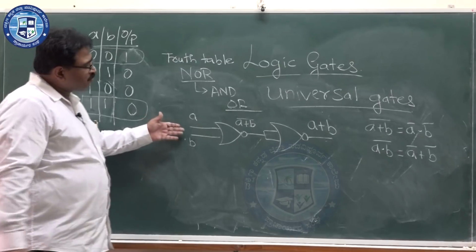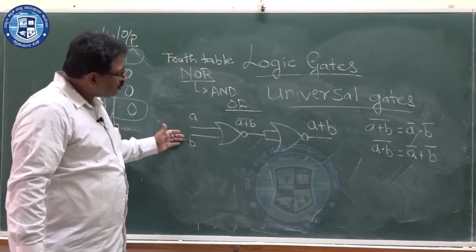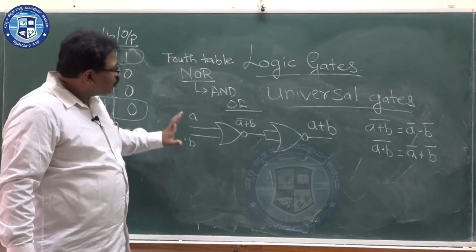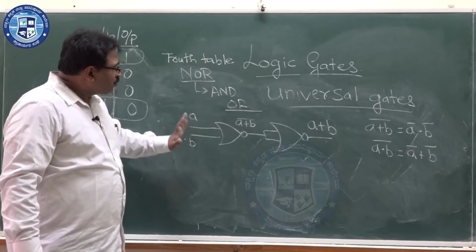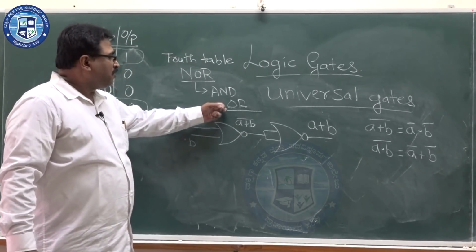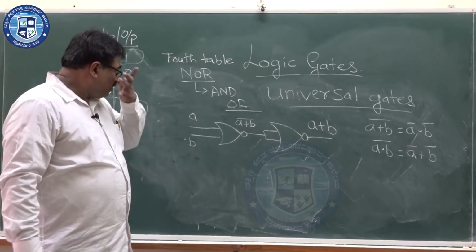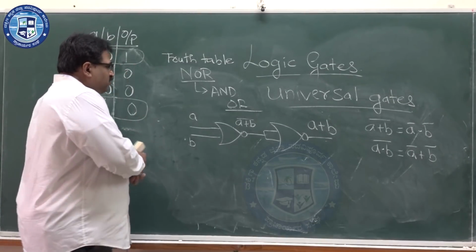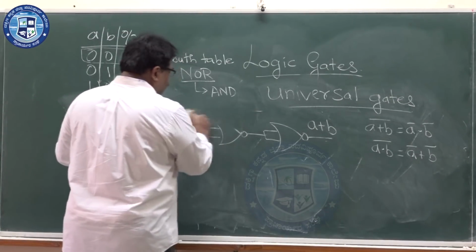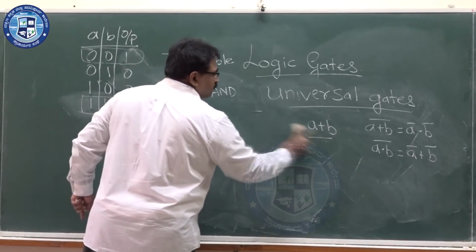So by this circuit, I can make a NOR gate work like an OR gate by using only NOR gates. The next one we'll see is how we can make it work like an AND gate.